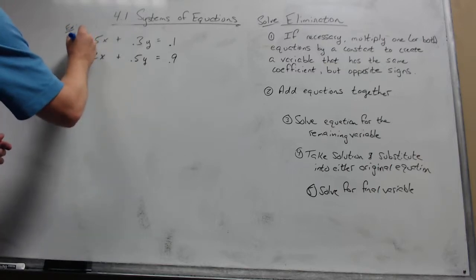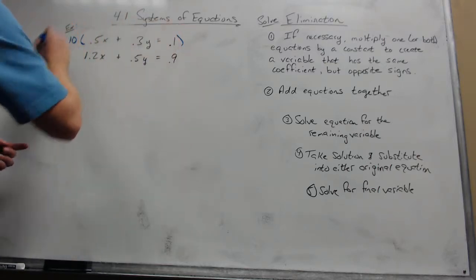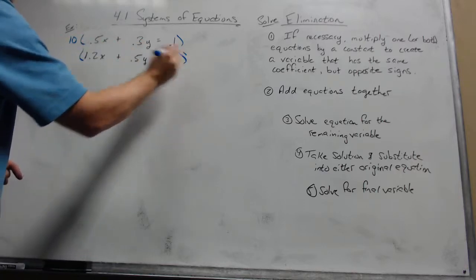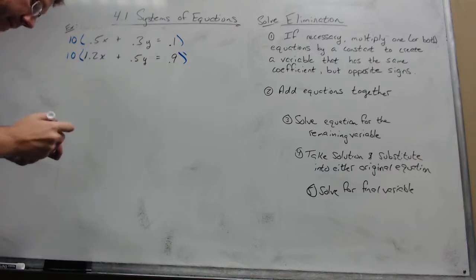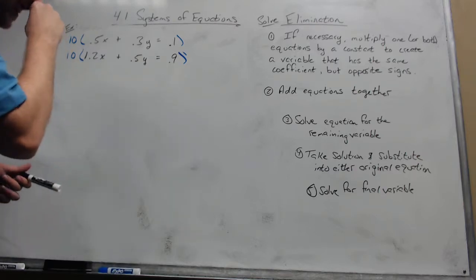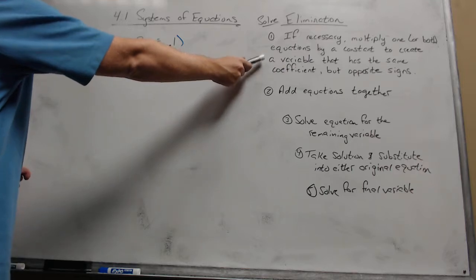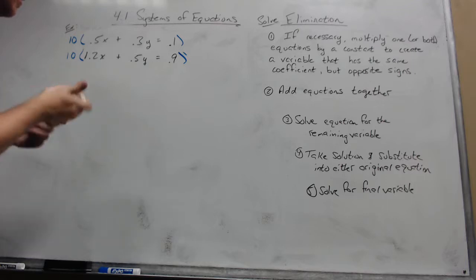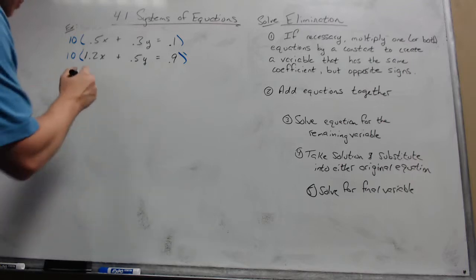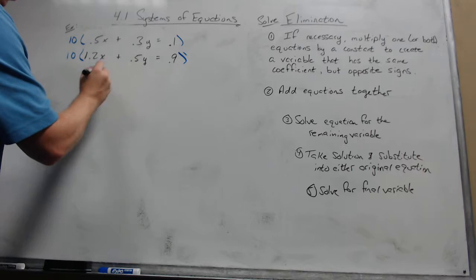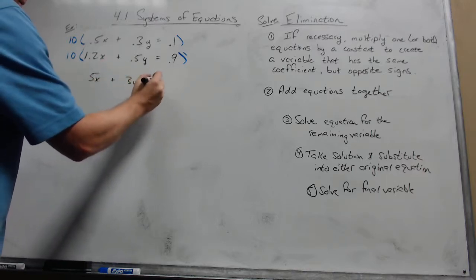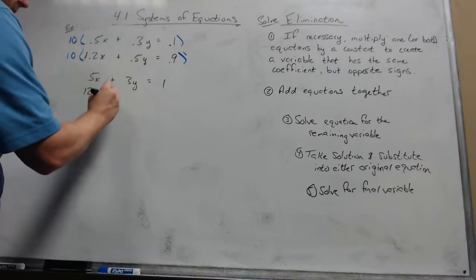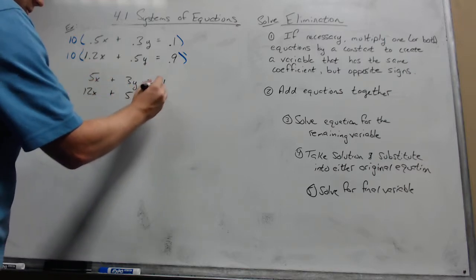So what I'm going to do is I'm going to multiply the whole top equation by 10, because we know if I multiply by 10, it moves the decimal point one spot to the right. I'm going to do the whole thing with the bottom equation as well. So it doesn't really meet my goal of making like coefficients with opposite signs, but it does get this problem started off in a way that makes it more approachable. So we now have 5x plus 3y equals 1, and 12x plus 5y equals 9.